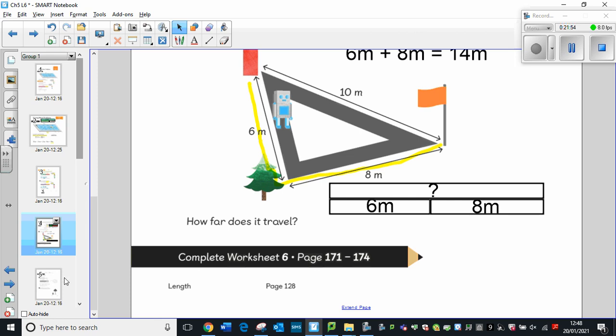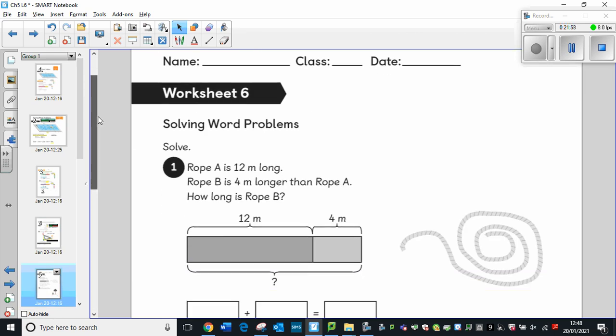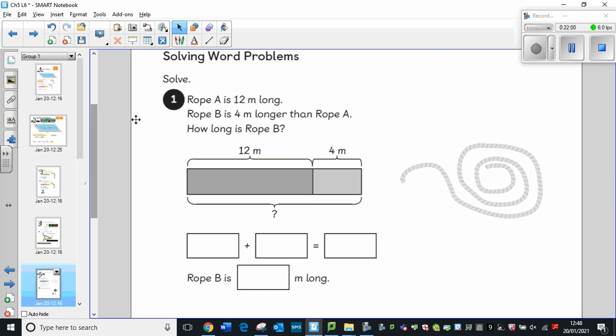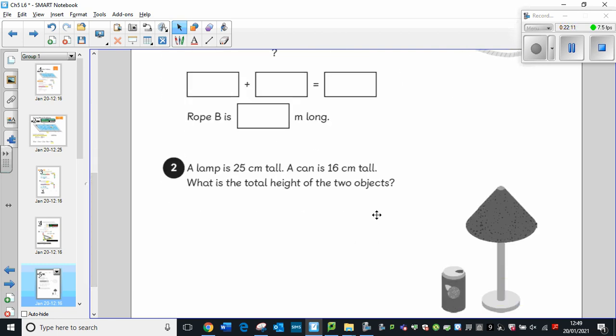Okay, so there's quite a few pages for this one. So there's quite a lot to do, but for some of them you're quite lucky because it's giving you the bar models. So question 1, rope A is 12 meters long, rope B is 4 meters longer. How long is rope B? Question 2, a lamp is 25 centimeters tall, a can is 16 centimeters taller. What's the total height of the two objects?